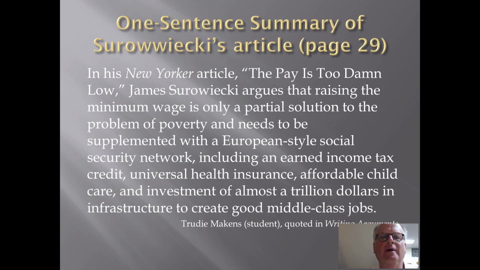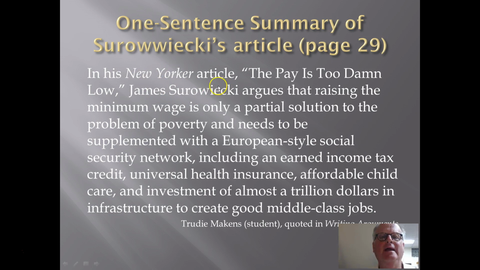Here's an example of one. This comes from our textbook. In his New Yorker article, "The Pay is Too Damn Low," James Surowiecki argues that raising the minimum wage is only a partial solution to the problem of poverty and needs to be supplemented with a European-style social security network, including an earned income tax credit, universal health insurance, affordable childcare, and investment of almost $1 trillion in infrastructure to create good middle-class jobs. So we have the publication up here at the top where it says New Yorker.